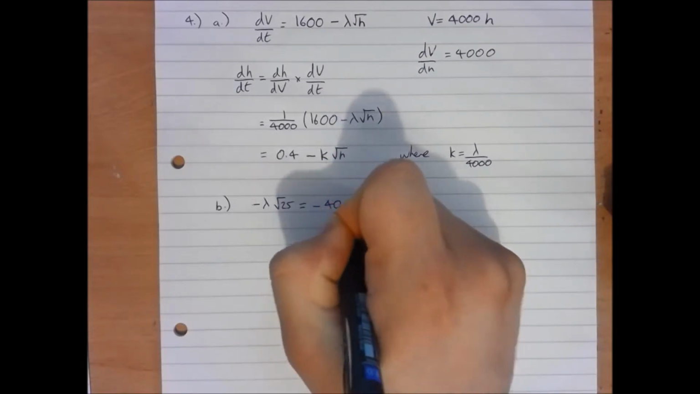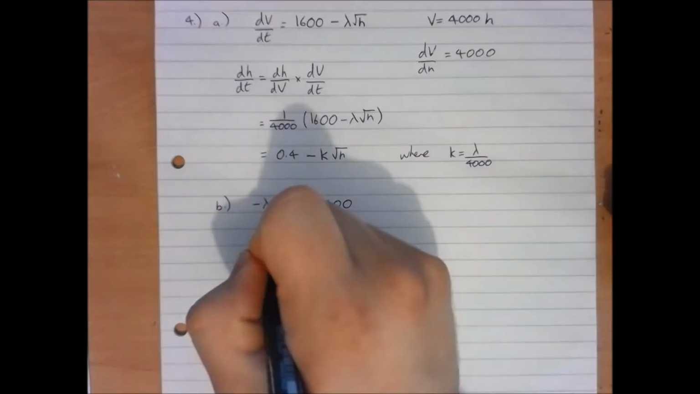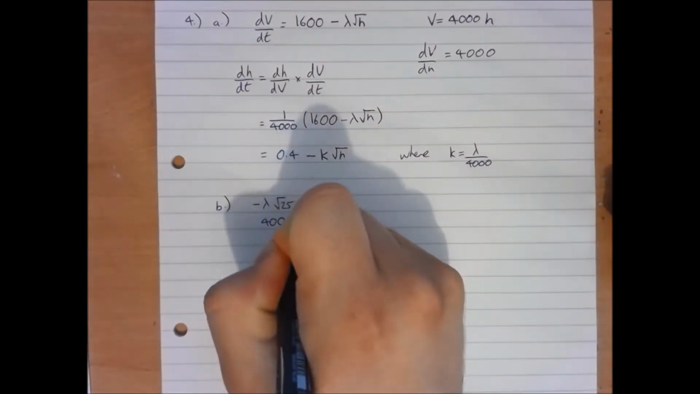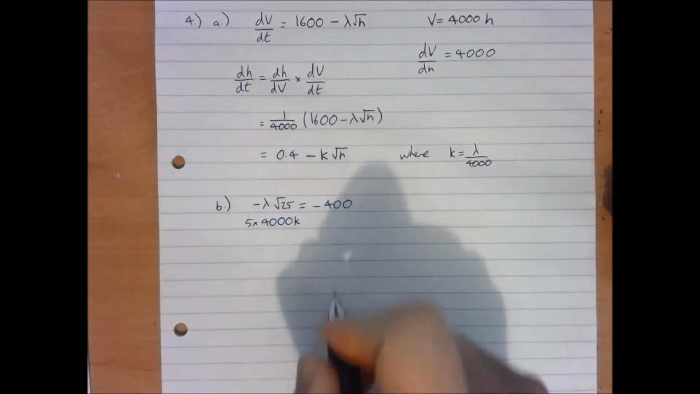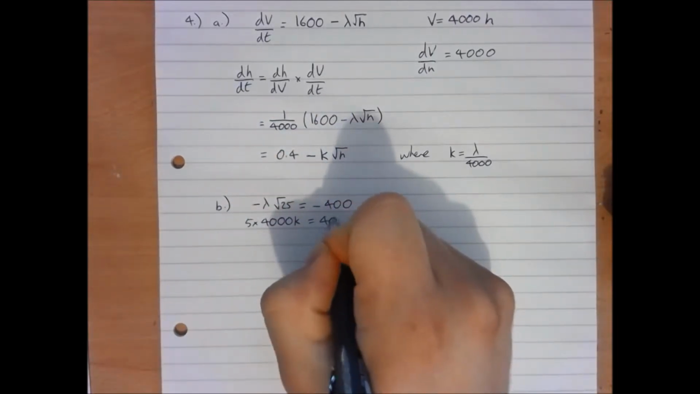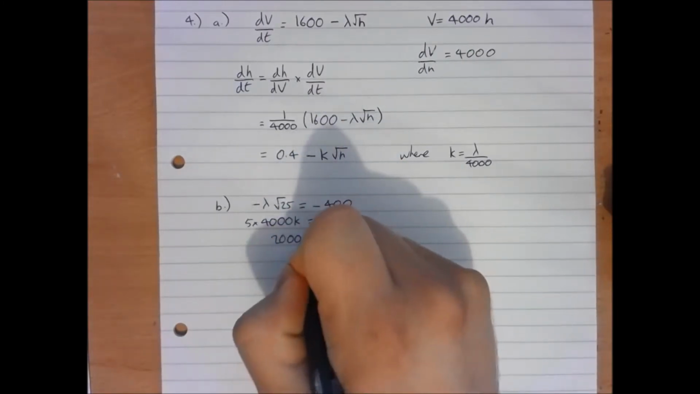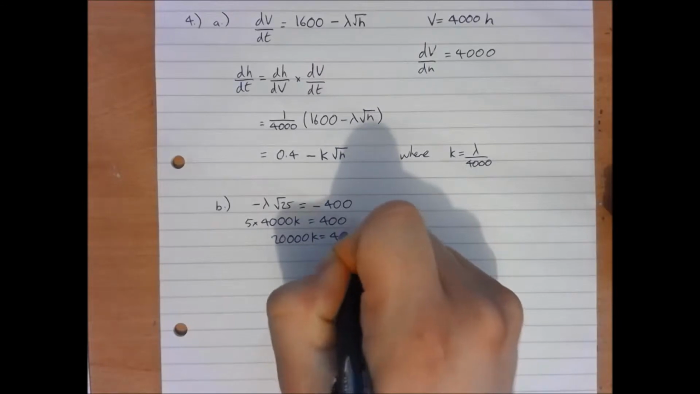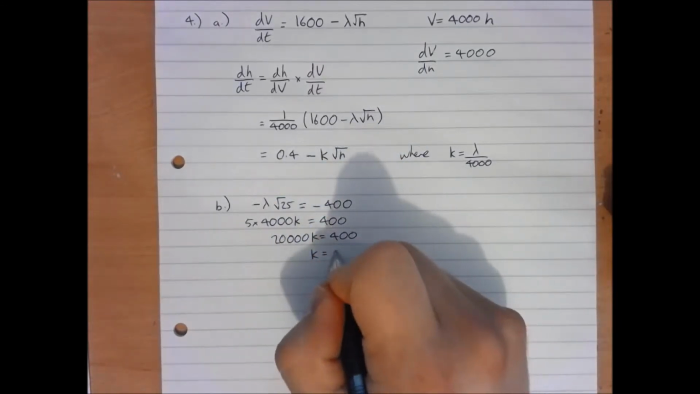minus 400, because it's the liquid that is leaving. If k was equal to lambda over 4,000, then lambda is equal to 4,000 k. I can remove the minus from both sides, so I get 5 times 4,000 k is equal to 400. That's 20,000 k is equal to 400, and if I do the division, k is equal to 0.02 as required.